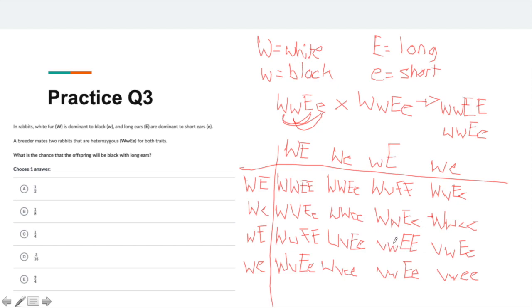But now here we have 2 little w's and 2 big e's. That fits our requirements here, so we'll circle that one. And then we have, again, this one fits our requirements. And then this one as well fits our requirements. Does this one? It does not. So we have the 2 little e's, which would give it short ears, and we're looking for long ears. So now we have 3 out of 16. So when you're doing a dihybrid cross, there's always going to be 16. Wow, this pen is really lagging. All right, so 3 out of 16. That should be our answer. Letter D over here.